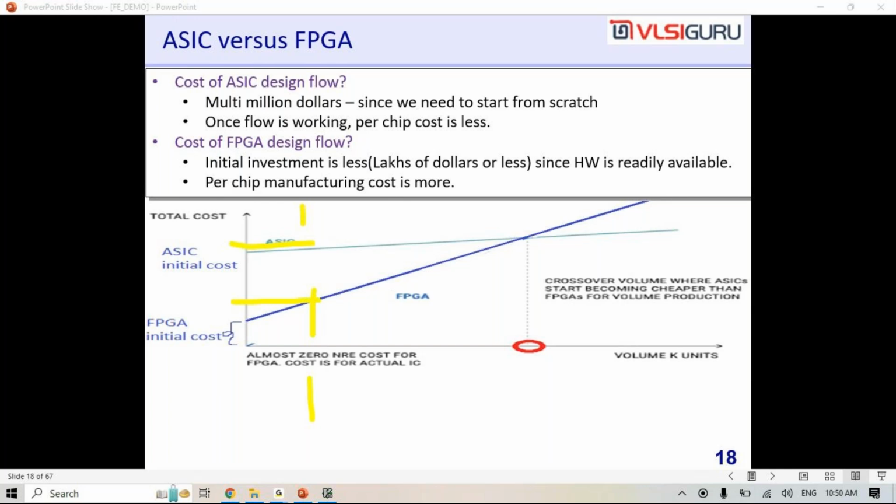Why that difference? Because the initial investment for ASIC is high. That yellow line is the initial investment for ASIC. The red line is the initial investment for FPGA. But to manufacture FPGA, the per chip cost will be more. So based on this, companies will decide whether they should go with ASIC or FPGA.